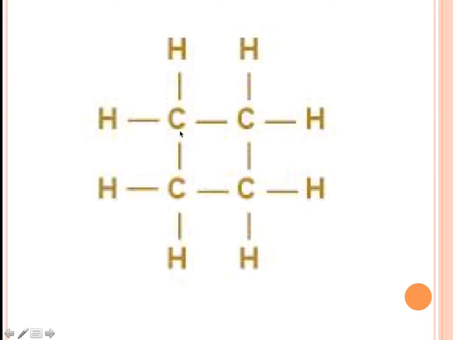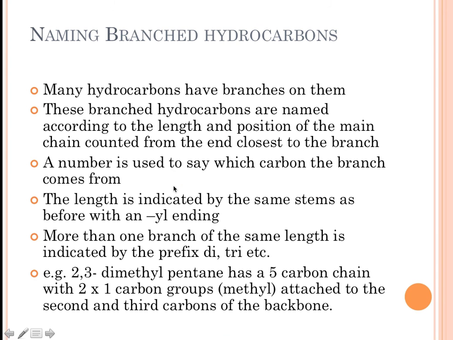So here we would have an example. Now in the case of cyclic molecules, our ring is our longest chain. So there's 4 carbons in a ring, so it's cyclobutane. And ane, of course, because it's only single bonds.